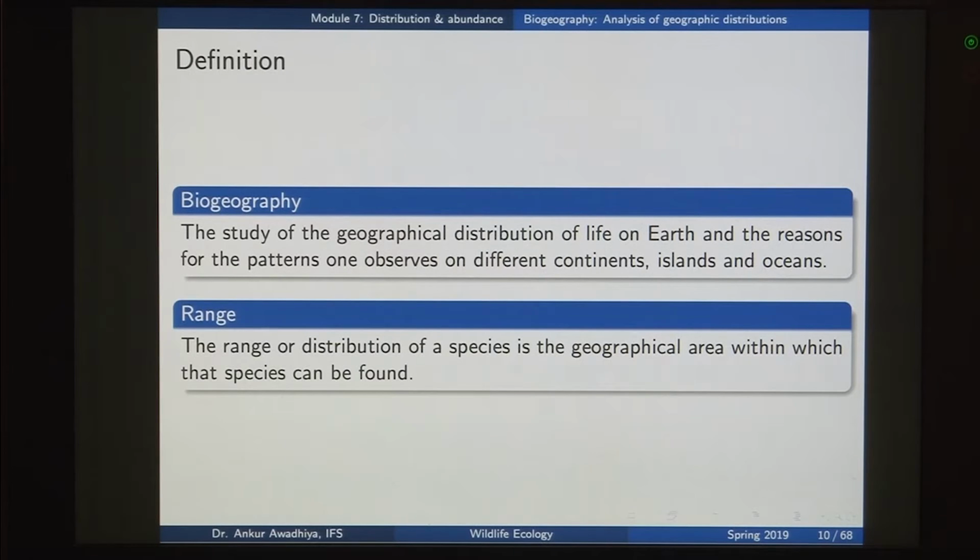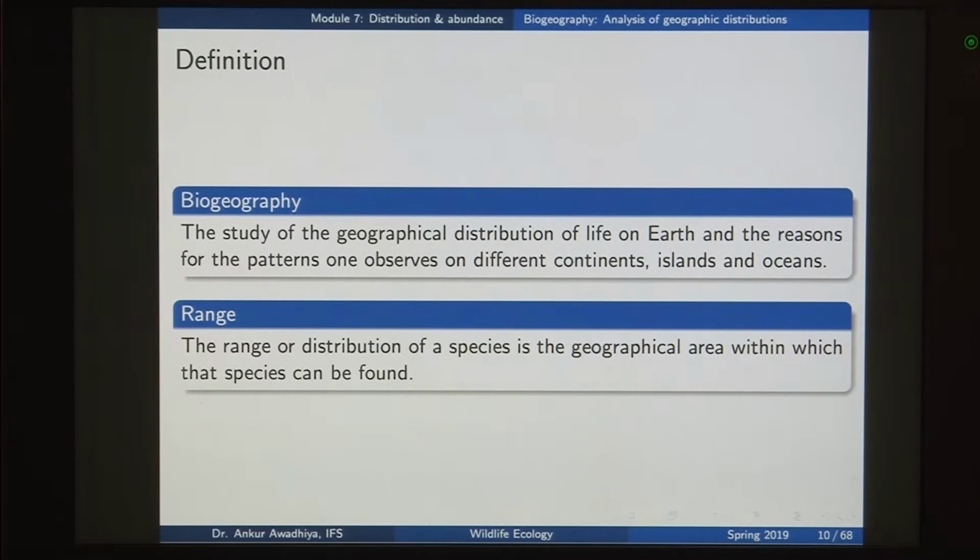Now, when we are asking which species is found in which area, the other scientific term that comes into the picture is the range. The range is the distribution of the species. So, the range or distribution of a species is the geographical area within which that particular species can be found.